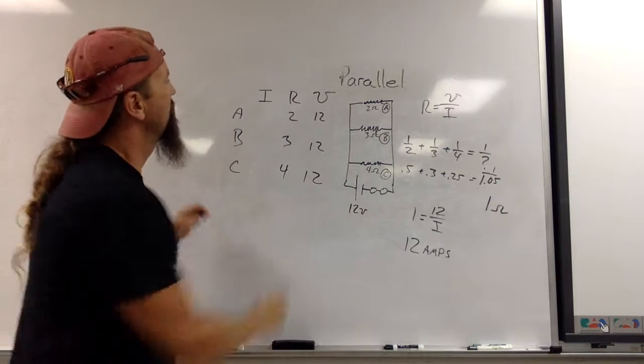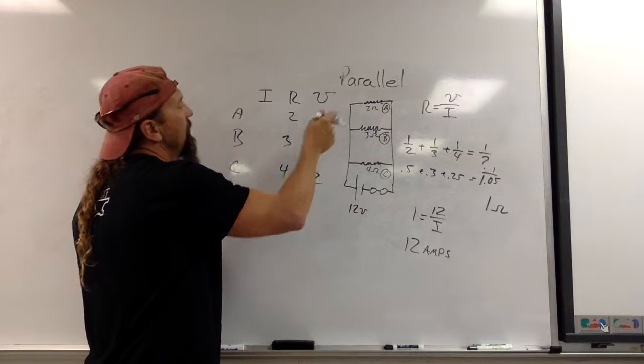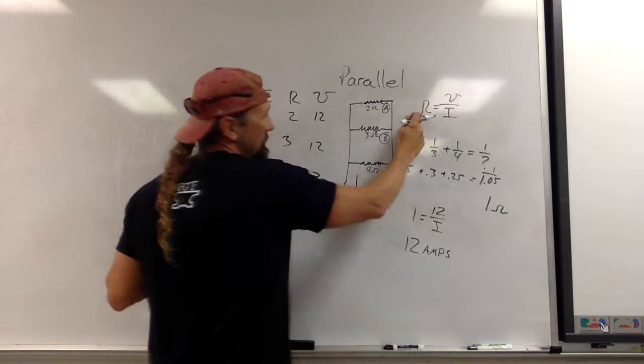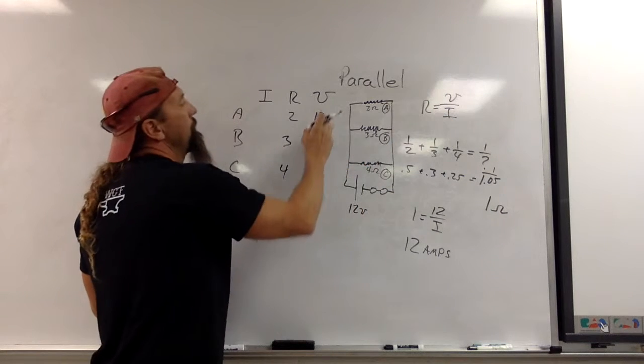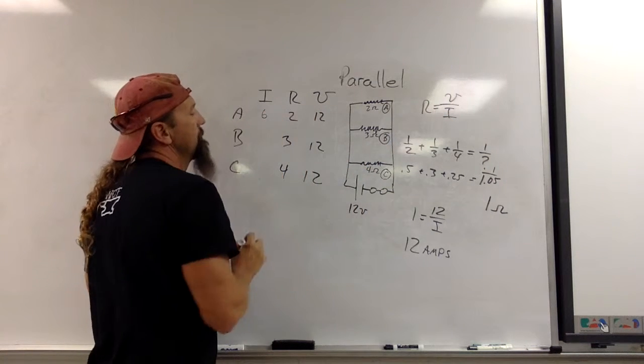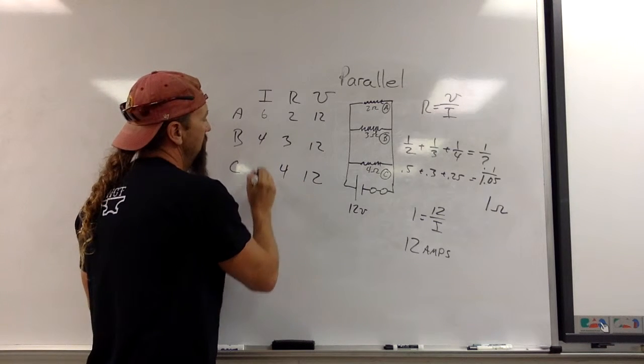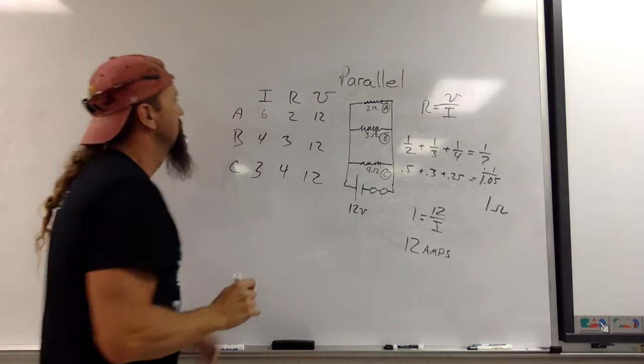Using that, resistance is equal to voltage divided by current. So that means it's basically voltage divided by resistance. Flip-flop those two. So 12 divided by 2 equals 6 amps. 12 divided by 3 gives you 4 amps. 12 divided by 4 is 3 amps.